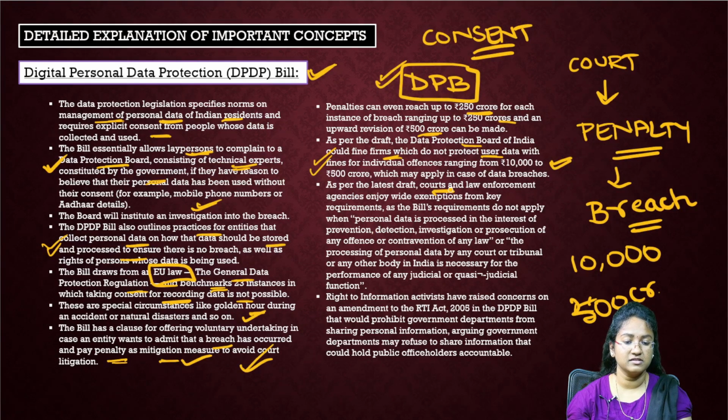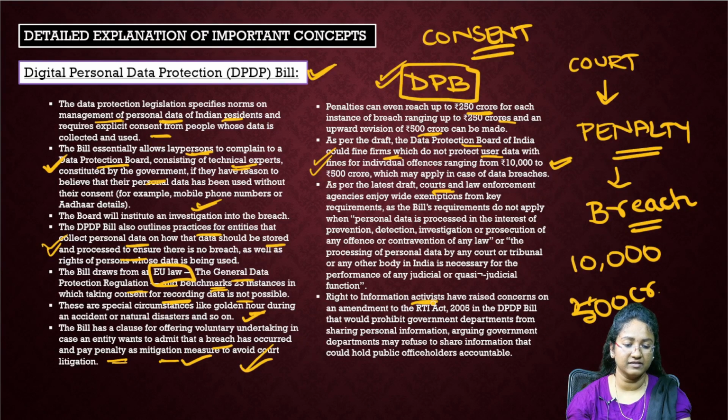And also, as we have discussed, courts and law enforcement agencies were given some exemptions, because if there is any investigation going on regarding any offense that is committed, and the investigation needs the personal data of a person, then they can definitely access that personal data. And in those special circumstances, these courts and law enforcement agencies are provided an exemption from the provisions of this particular bill.